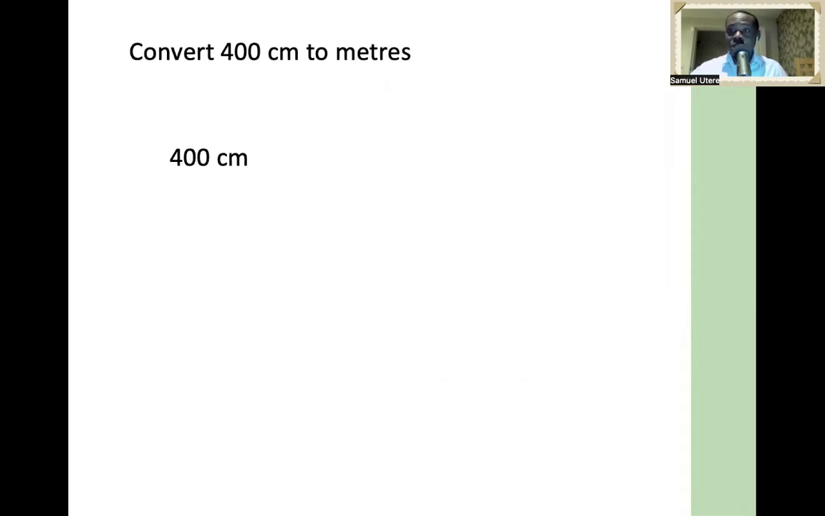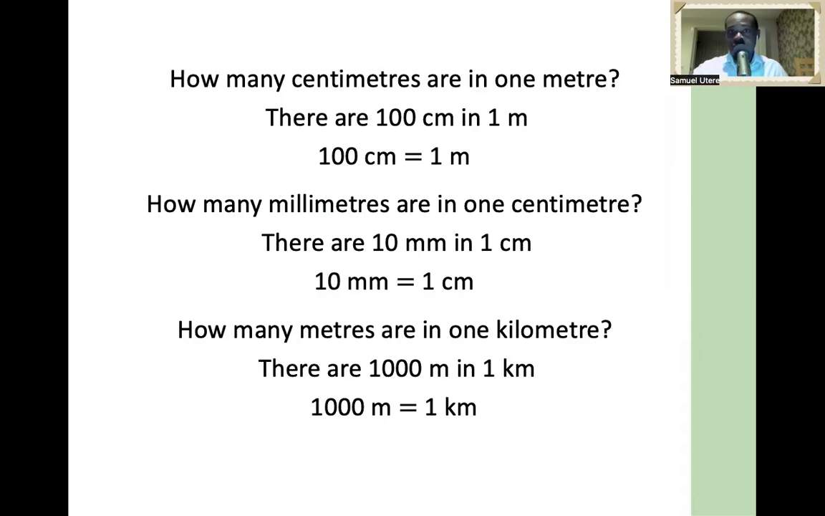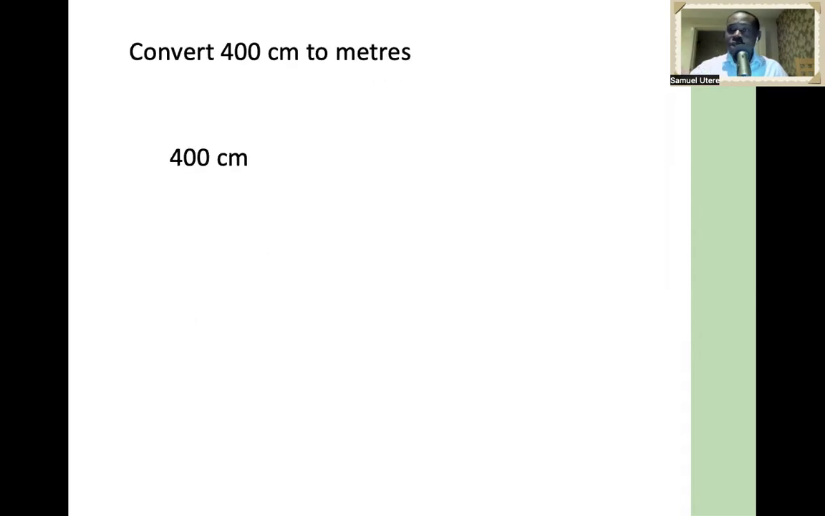Okay, let's use these facts that you wrote down. I told you to write 3 facts: 100 centimeters is equal to 1 meter, 10 millimeters is equal to 1 centimeter, and 1,000 meters is equal to 1 kilometer. Let's use the facts to start to solve some problems and to deepen our learning and understanding. So if we are asked to convert 400 centimeters to meters, first we're going to write the facts that we know. So we'll write, 100 centimeters is equal to 1 meter.